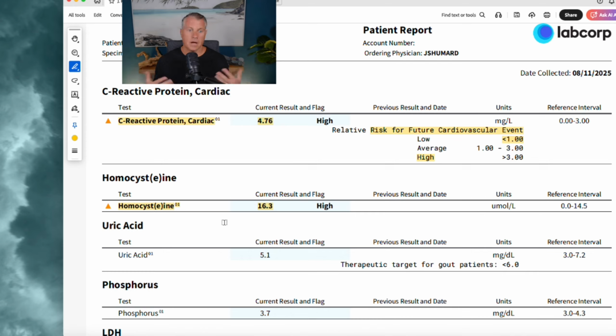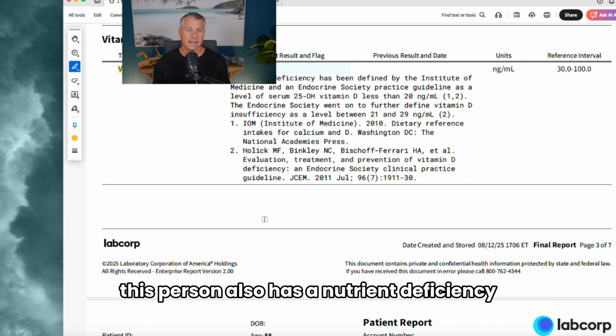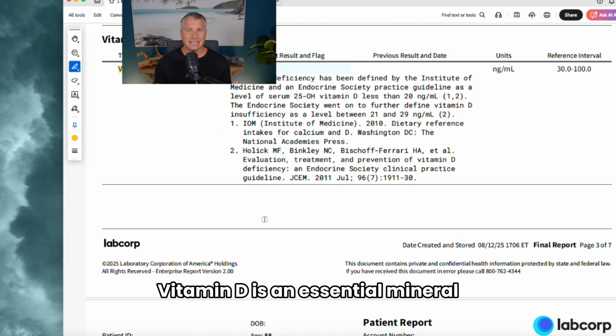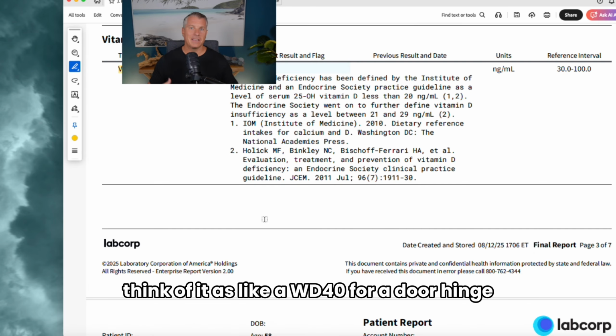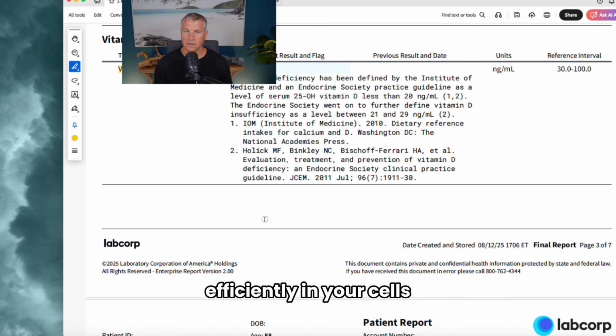A couple other markers that I want to go over with you first before we close up this specific one on this test here. If we scroll up here, we can see this person also has a nutrient deficiency called vitamin D. Now, vitamin D is an essential mineral. I always say, think of it as like a WD-40 for a door hinge. If you don't have enough vitamin D, you can't open and close the doors efficiently in your cells.